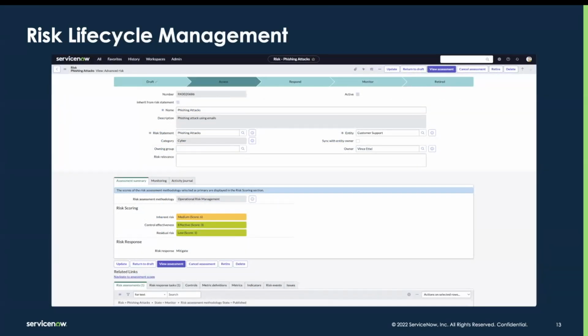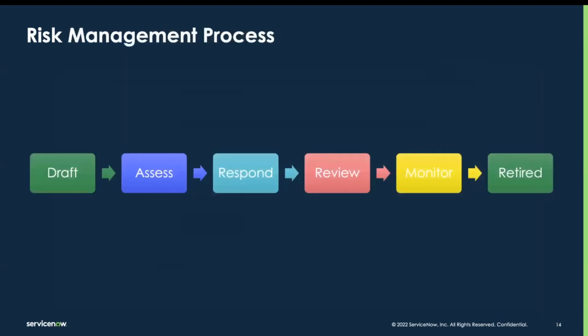Once we go through and click on one of those risks, we can manage the full life cycle of that specific risk. And this is going to allow us to kick off a number of different workflows pertaining to this risk. Now, what do I mean by that? So this means that the life cycle of a risk on the Now platform starts when we draft it out.